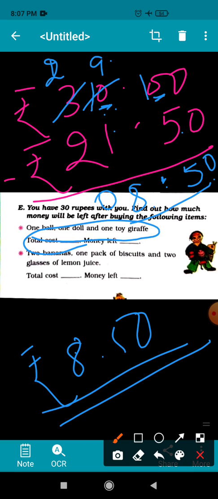Children, hope you all have understood how you have to solve all these sums. So do practice and solve the sums that I have given today.